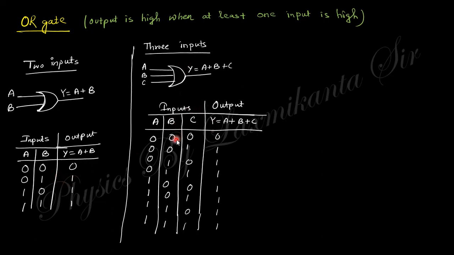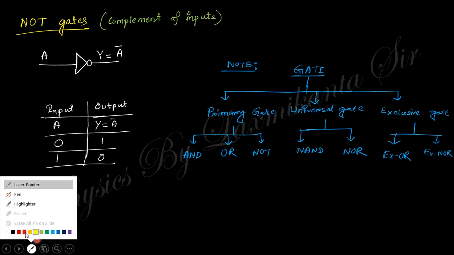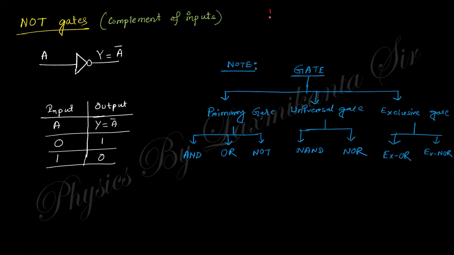In case of 3 inputs, you can see the output is 1 because a minimum of one 1 is present in the inputs, right? Next thing is the NOT gate. NOT gate is nothing but the complement of the input. That is, if you apply A here, you will get A bar.